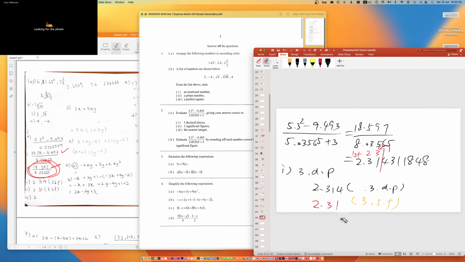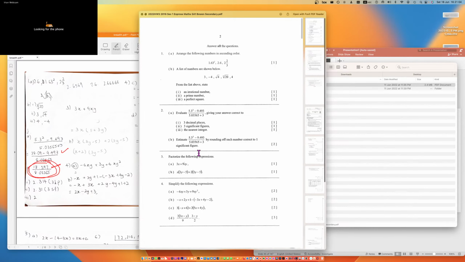Yes. Understand? Then nearest integer. So where's the integer for this question? 2. Yes. So after the integer, all you do is draw a line. Do you give a 1 or do you give a 0? Give a 0. Yes. So the answer is 2. So 2 to the nearest integer. Okay? That's how you answer this question.